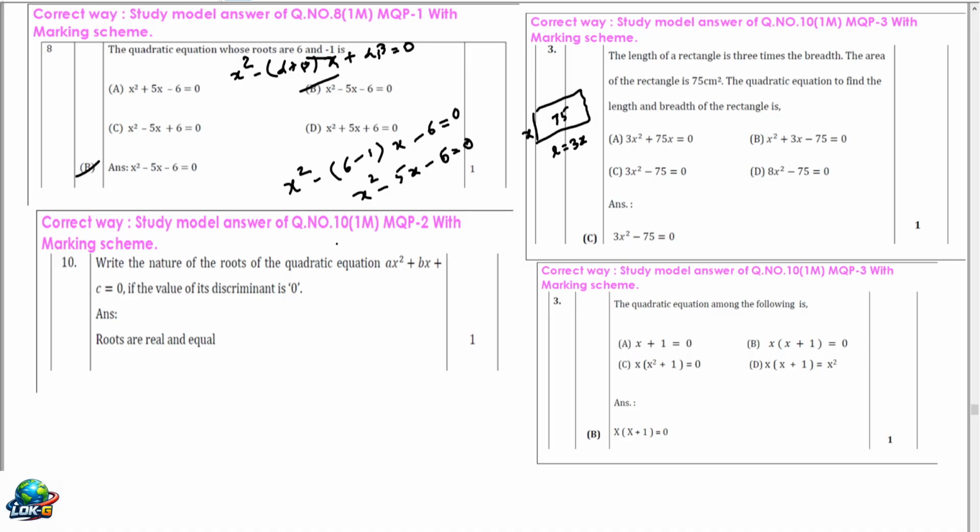Question number 2. Write the nature of the roots of the quadratic equation x square plus bx plus c is equal to 0, if the value of discriminant is 0. Very, very easy question, my dear students. Roots are real and equal.